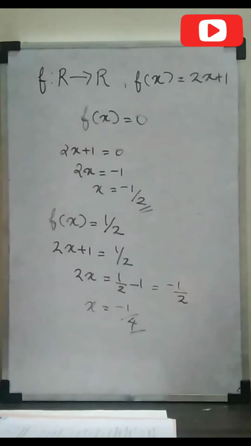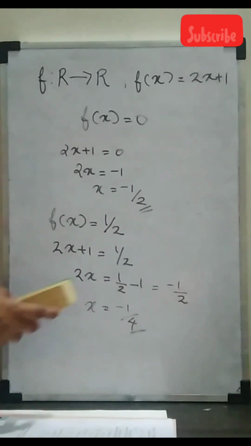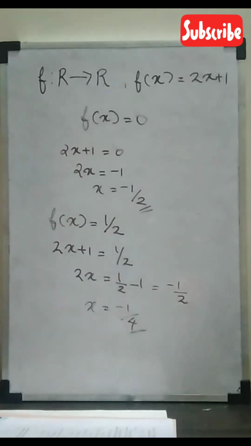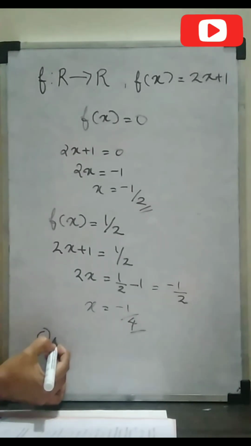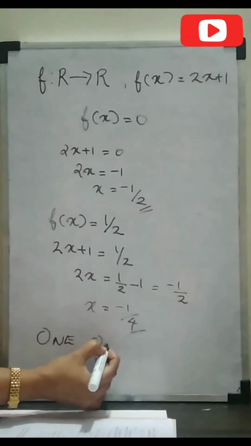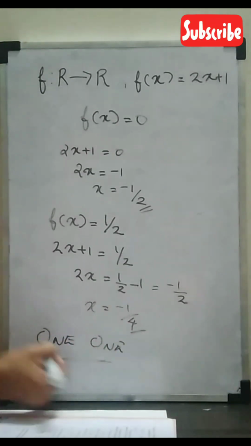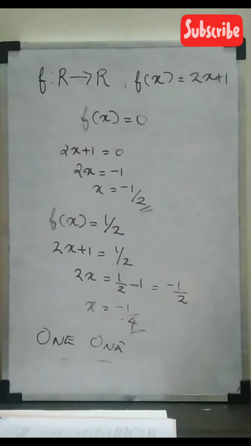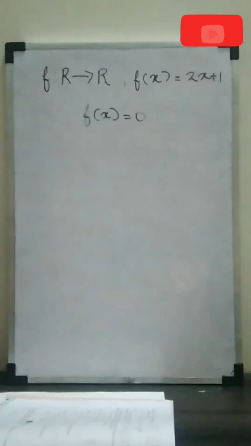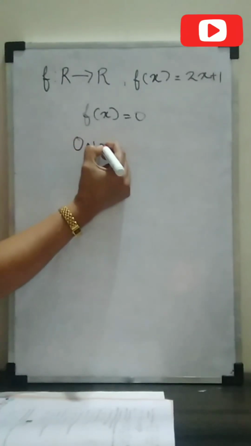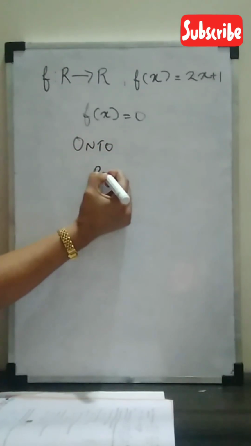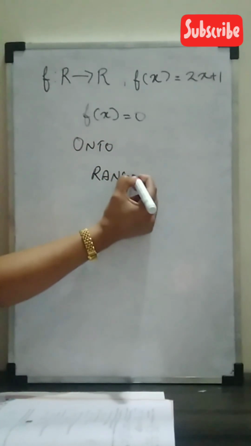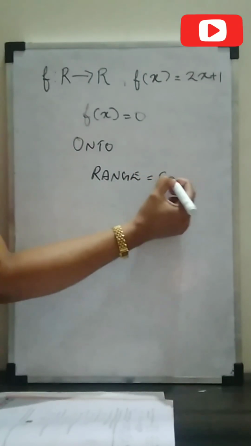Okay, so that is why the given function is a 1-1 function. I think you have understood this. Now this is a 1-1 function. But for this function to be bijective, it should also be an onto function. For the given function to be onto, the range should be equal to the codomain, right?